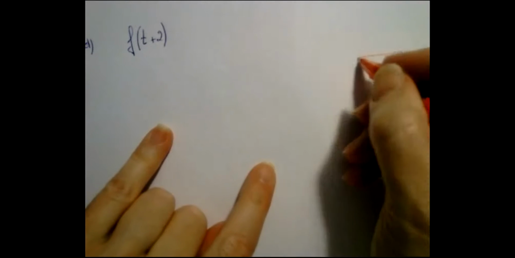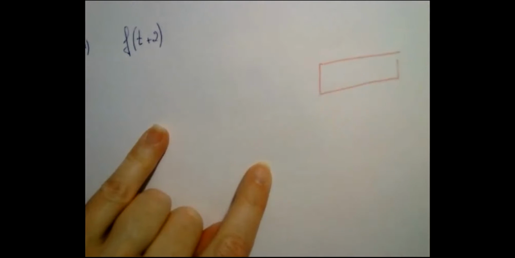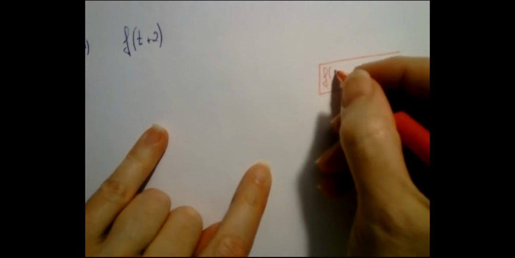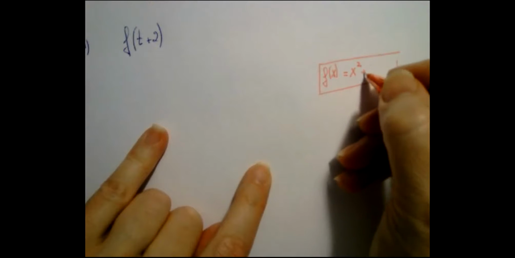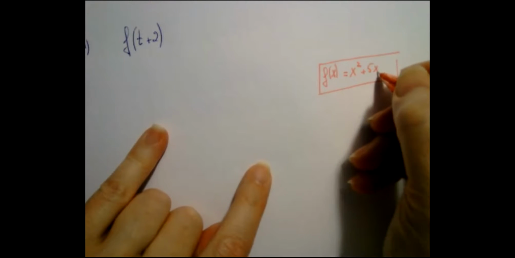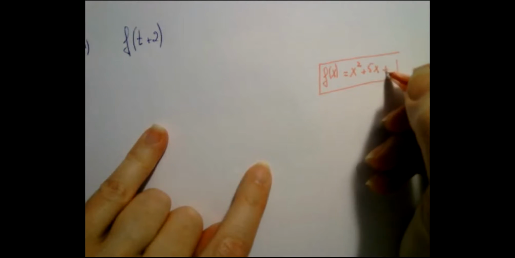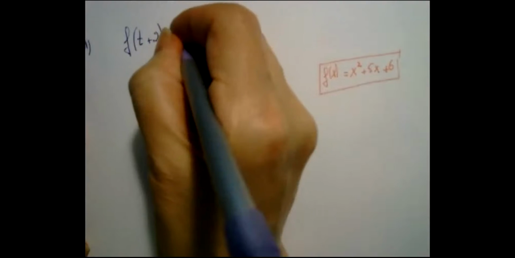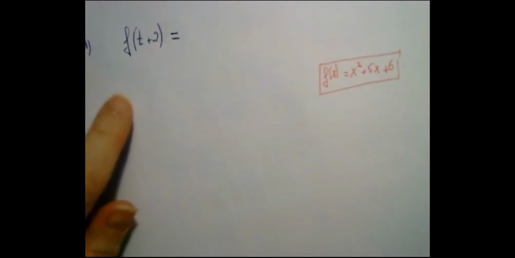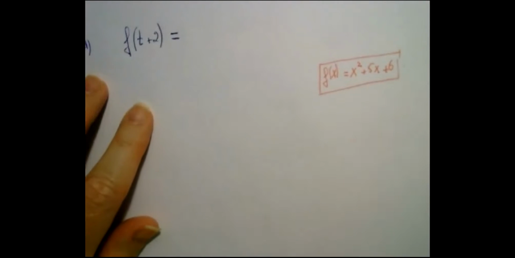So what's the f of t plus 2? Here, I will always write the function because it's not always in front of me. So that's the rule. It's x squared plus 5x plus 6. I keep it here so I can always go back. So what's the f of t plus 2? All right. That's equal to. Okay. What's t plus 2?